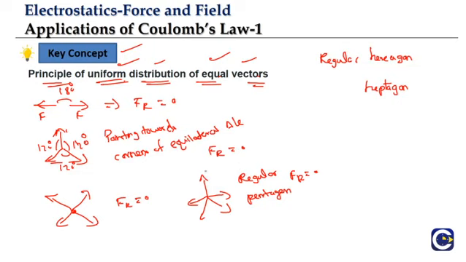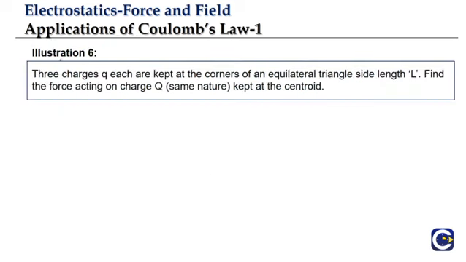For quite a number of years we got questions based upon this principle. So we look at a question based on this. 3 charges, q each, small q, are kept at the corners of an equilateral triangle of side length L. Find the force acting on charge capital Q, of the same nature, meaning the small q and capital Q are of the same nature. We need to find the force acting on the charge capital Q kept at the centroid.